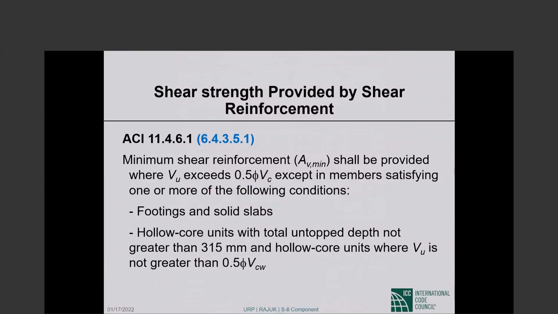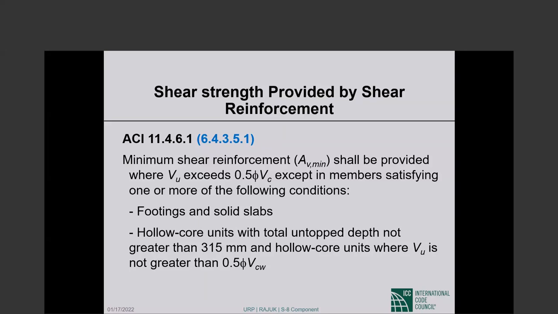Minimum shear reinforcement shall be provided where, okay, this is another pretty important topic. So theoretically, if V sub u, the required shear strength, is less than phi times V sub c, the shear that concrete alone can carry, you should not need any shear reinforcement, right? If concrete alone can carry all the shear, if V sub u is less than phi times V sub c, then why would you provide shear reinforcement?